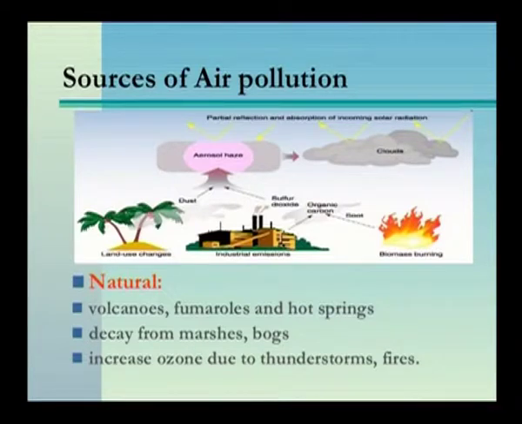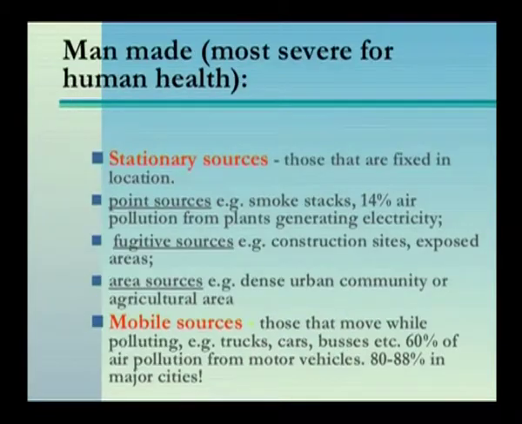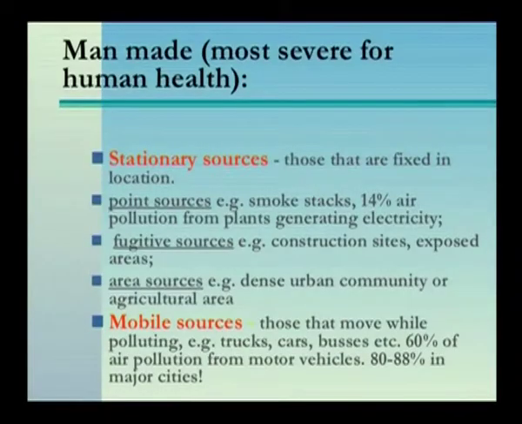Sources of air pollution. Typical natural sources are volcanoes, fumaroles and hot springs, decay from marshes and bogs, increased ozone due to thunderstorm and fires. Man-made, which are considered most severe for human health. Stationary sources, those that are fixed in one particular location, that is point sources, like we saw, smokestacks from industries. 14% of air pollution is from plants generating electricity. Fugitive sources, that is construction sites, exposed areas. Area sources, that is dense urban community or agricultural area.